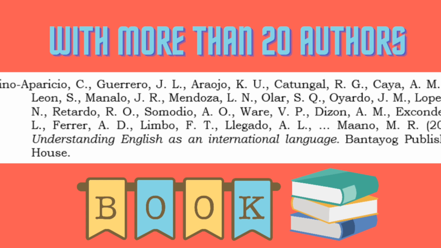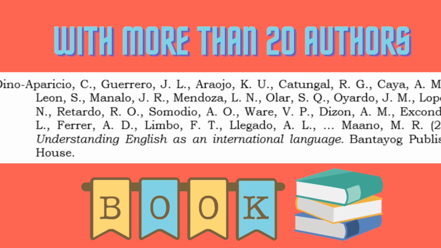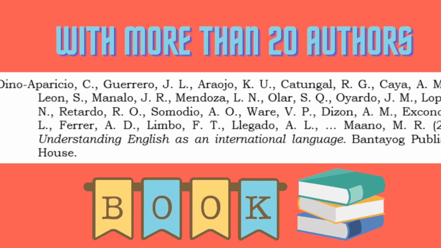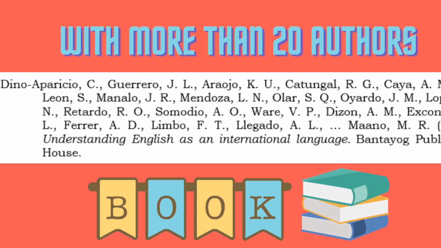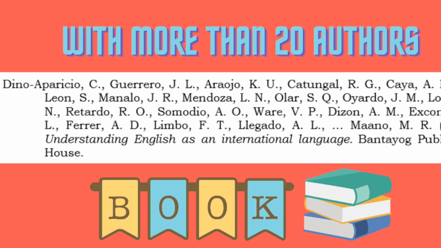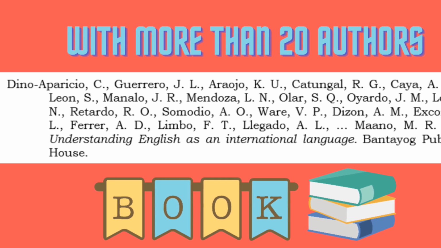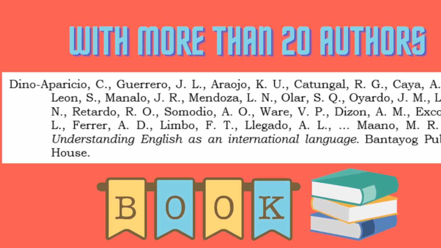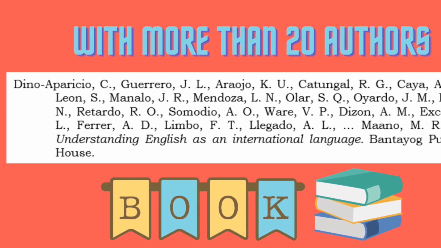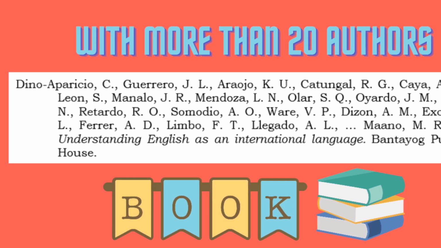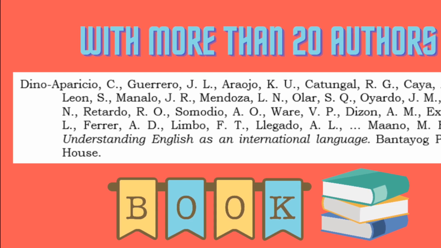We don't know if there are 25, 30, or 50 authors. But the point is, if there are more than 20 authors, we write all the first 19 authors and then ellipsis, then follow it with the last author of the book. Of course, we now write the publication year, which is 2019 in parentheses, period. Understanding English as an International Language is the title of the book. U is capitalized. E for English is capitalized as well because it's a proper noun. And then period before we begin writing the publishing company, which is Bantayog Publishing House, period.